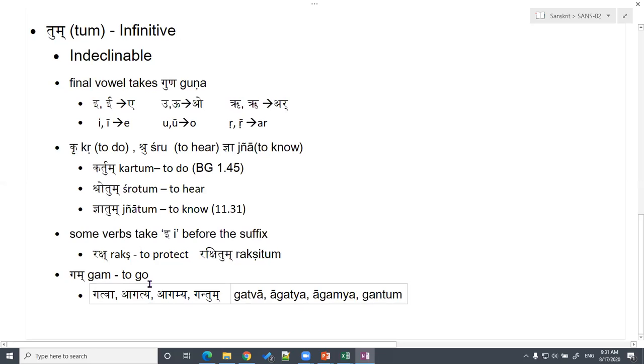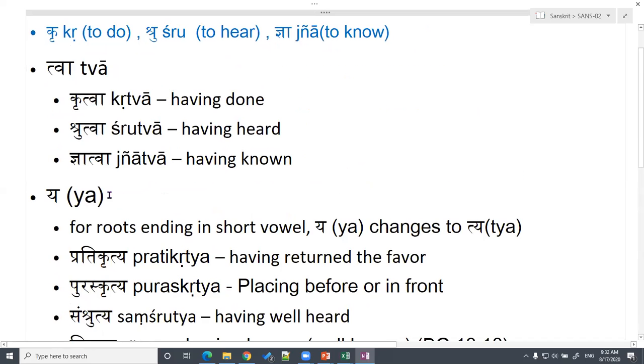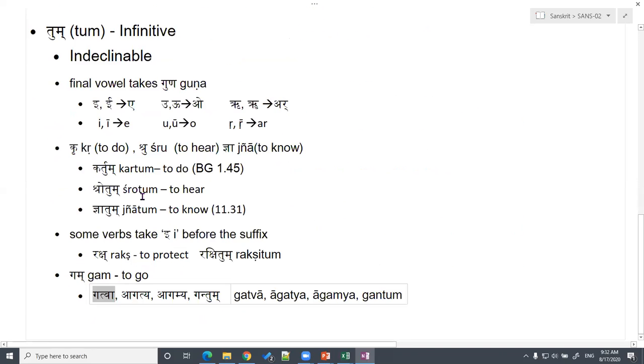Now we'll see this gam dhatu, which is very popular. Gam means to go. There are 4 forms. So gatva. Gatva, as you know, is the twa pratyaya. So it becomes gatva, not gamtva. There are certain rules, as I said. When you add the suffix, there are certain other rules which come into play, which make the final forms.